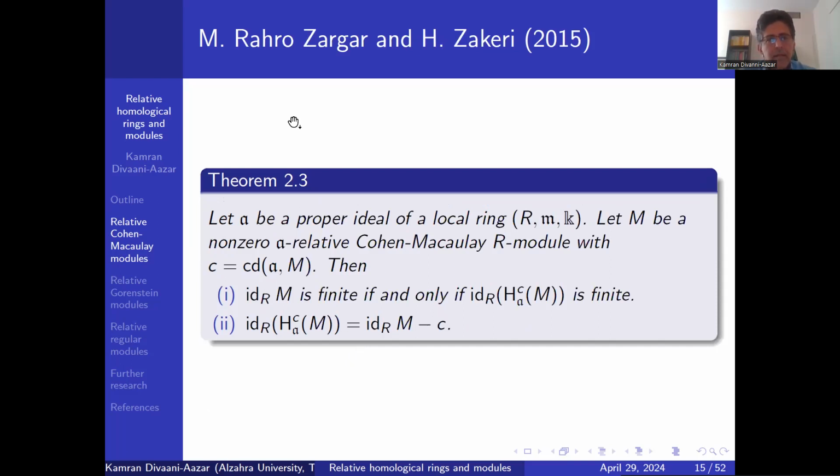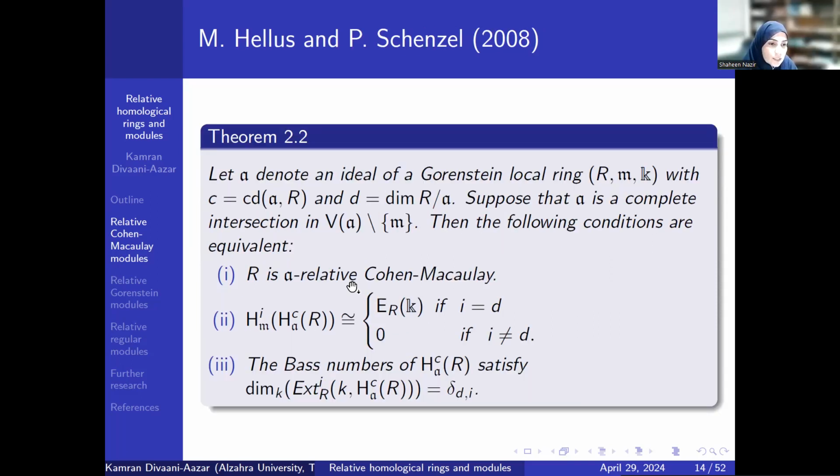Sorry, what is E in the last slide? E_R of K? What delta, is E? It means E. This one you mean? Yes, yes. E is the injective envelope of K. Okay, okay, sorry. Okay.